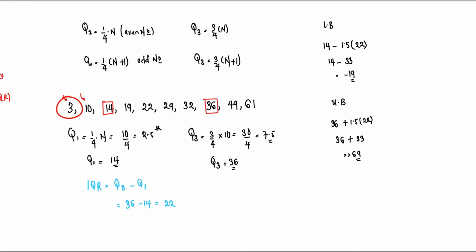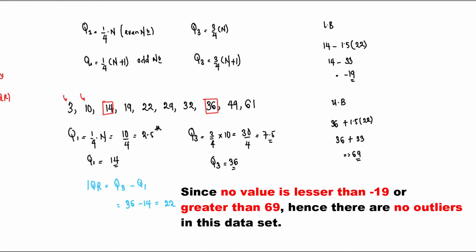Taking a look at the upper boundary, we can see that the maximum value in our data set is 61, and 61 is lesser than 69, so that means no value in this data set of ours is greater than the upper boundary, and no value is lesser than the lower boundary, which simply implies that this data set of ours does not include any outlier. So this data set does not have any outlier.